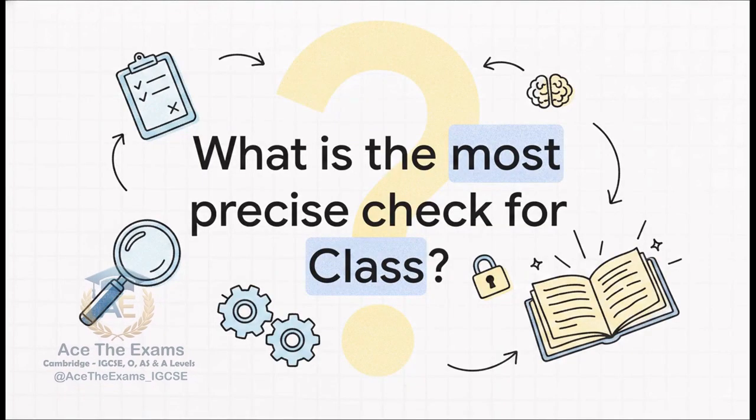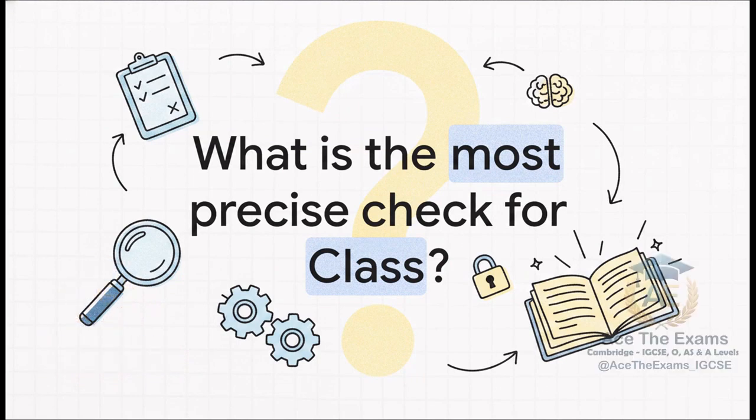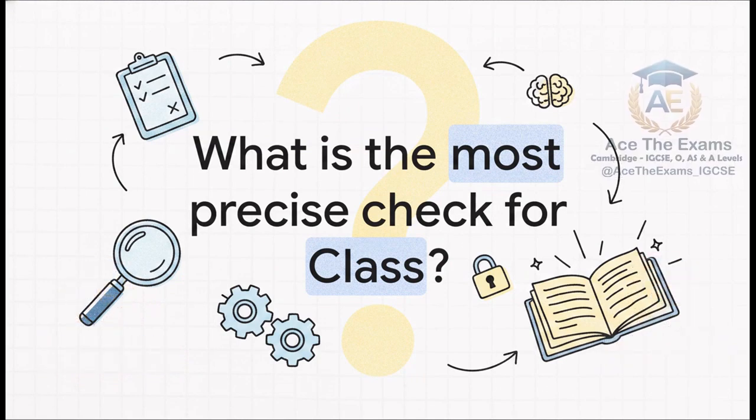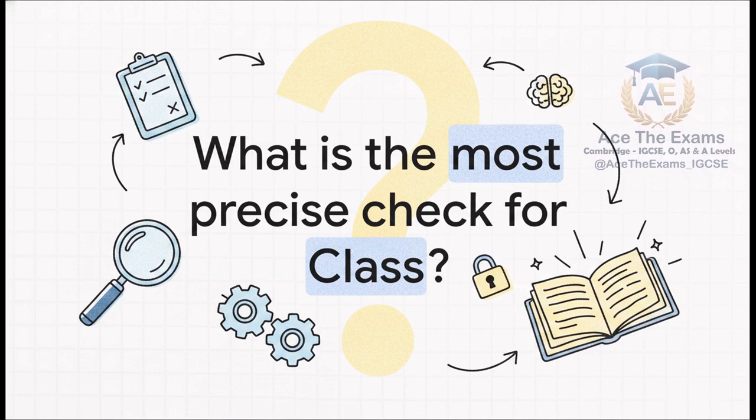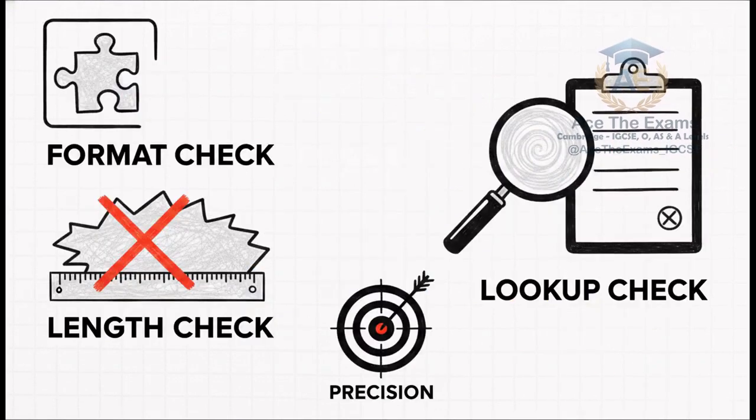So here is your pause and predict moment. If an exam question asks you to choose and justify the most precise validation check for that class field, like 11D or 10A, what specific check gets you into the top band for marks? Think about it for a second. Okay, you would secure maximum marks by suggesting either a format check or a lookup check.